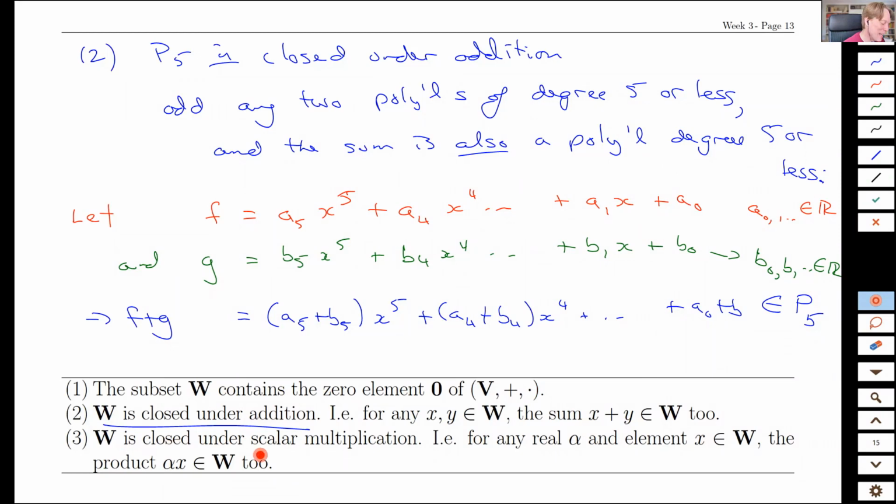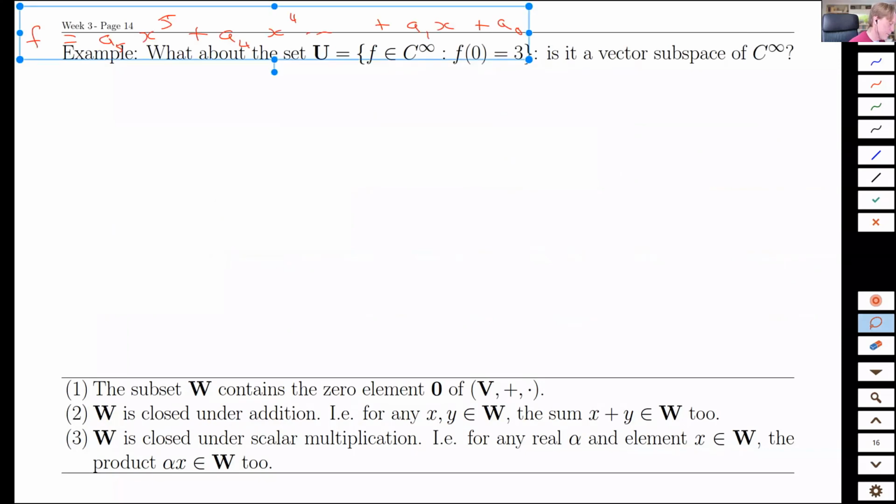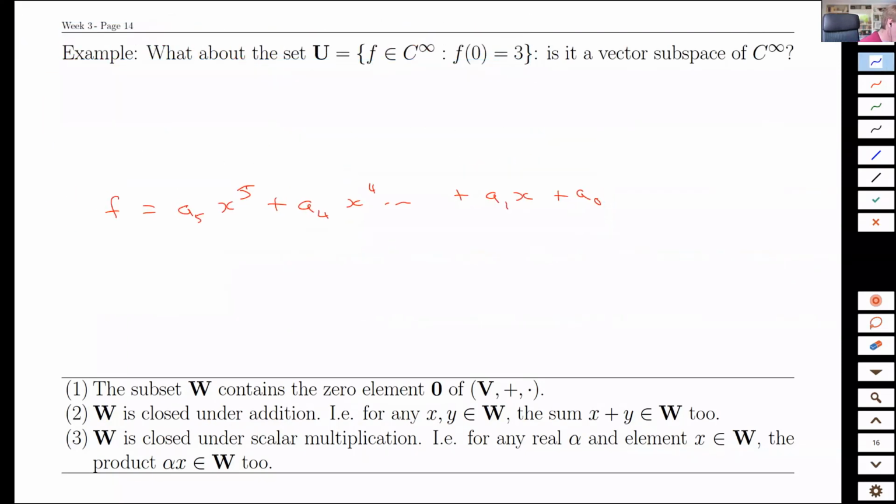The third condition is that I should be able to multiply by a scalar, not by anything else, not by x's, but by any real number. I should be able to multiply this thing here. In fact, I'm going to steal it. I'm going to multiply that by a scalar, and I'm going to get another polynomial. So condition 3, P5 is closed under scalar multiplication. Shouldn't try to rush scalar multiplication.